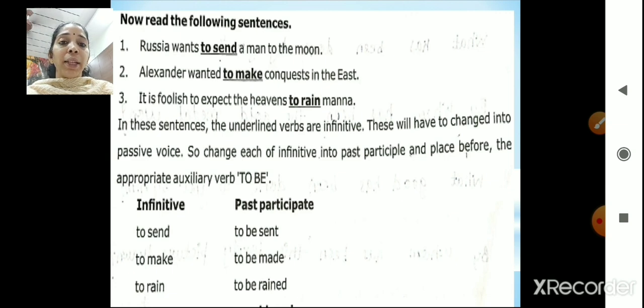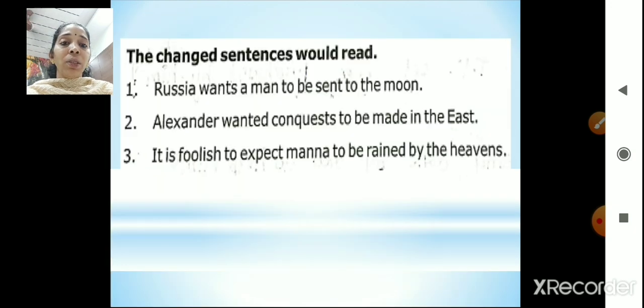So let's see. In the first sentence, the infinitive given is to send. So we have to change this into past participle and we have to place before it the appropriate auxiliary verb to be. To send will become to be sent. To make will become to be made. To rain will become to be rained. So the changed sentences for the questions given.